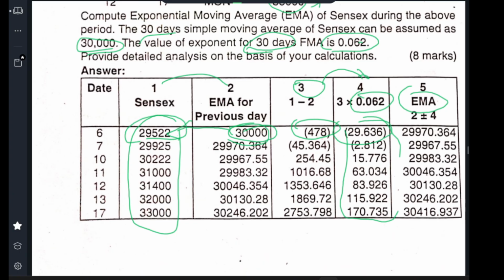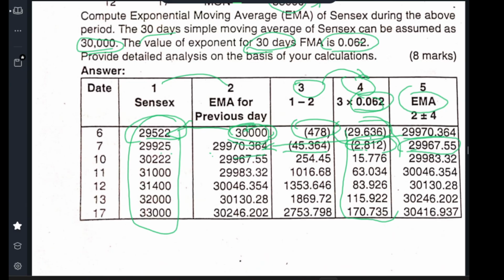So 30,000 plus minus plus, this fourth value is 29,000. Then you take this 29,772 here with the EMA of the previous day. This minus this, so the Sensex data minus the EMA data, you will get one value. Then into the value of 0.062, you will get another value. This value minus the EMA data, you get 29,967. Repeat the same thing.